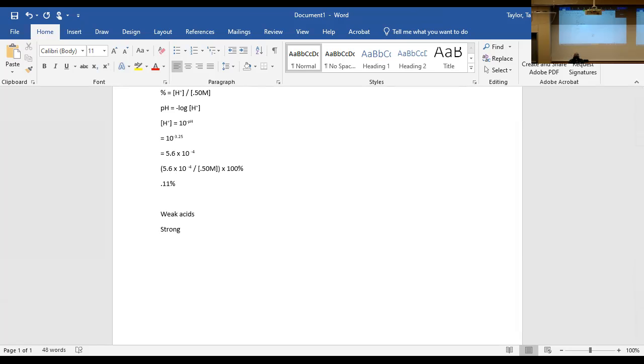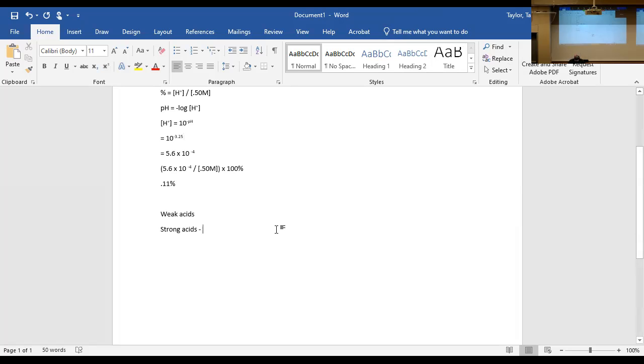Does anyone know what some of these strong acids are? Why can I not pull up the chat? Oh, there we go. Okay. Anyone? There we go. Why is it doing that? Weird. Okay.